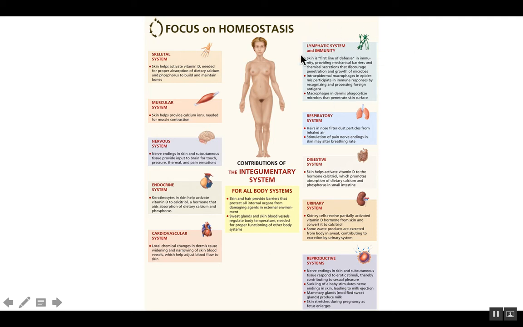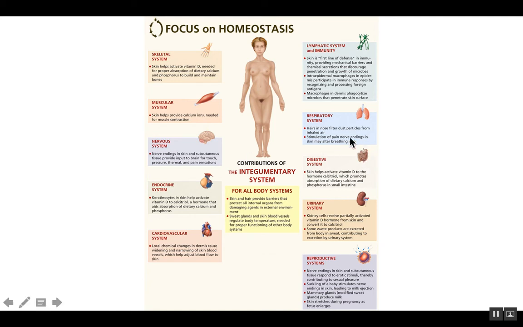We've got a lot of immune system in our skin because our skin is the organ that is most exposed to pathogens. So there's a lot of immunity in your skin. It's involved a little bit in the respiratory system. So you do have hairs that are part of your integumentary system that are found in your nose, and those hairs help filter out debris that you breathe in.